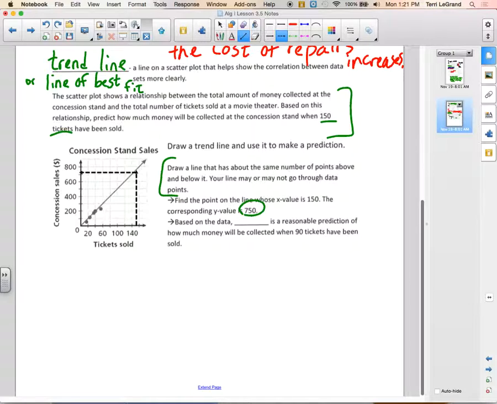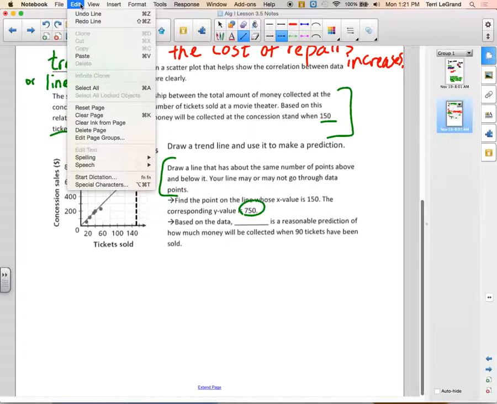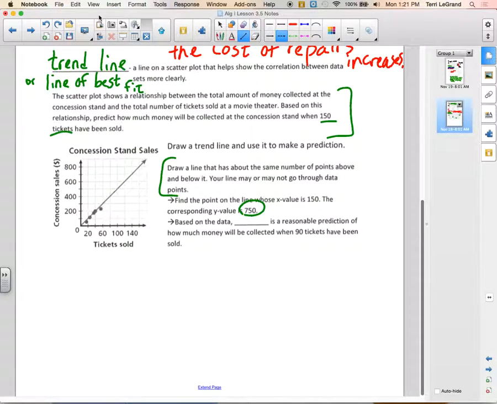Hey, you do a prediction for what if they sell 90 tickets? You do that on your paper now for 90 tickets. They sell 90 tickets. What do you predict according to that trend line the concession sales would be? Okay, Hunter, what's your prediction? 600. 600. Okay.